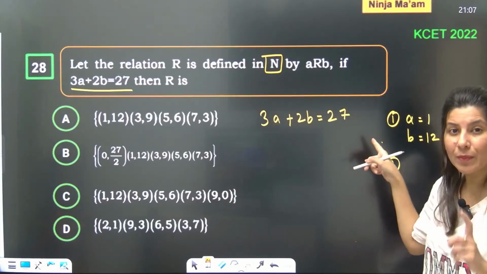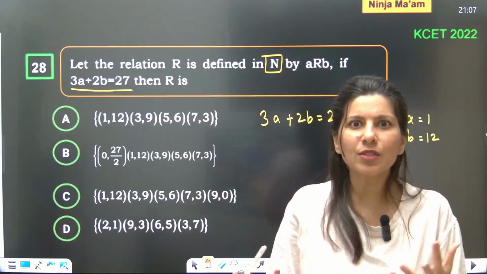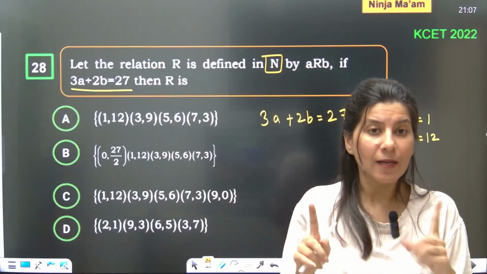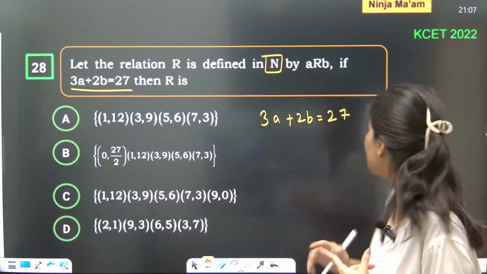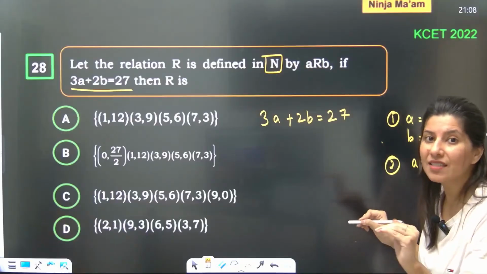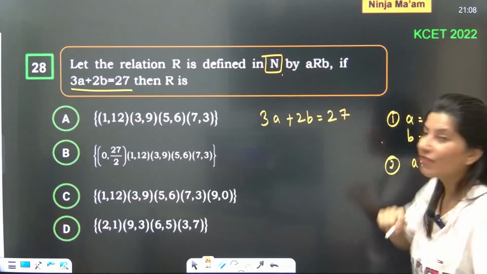27 minus 6 will be 21. So 2B is equal to 21, B will be 21 by 2. No, that cannot happen, because all the numbers have to be natural numbers. So A equal to 2 will not give me B as a natural number, because we need to define it in natural numbers.